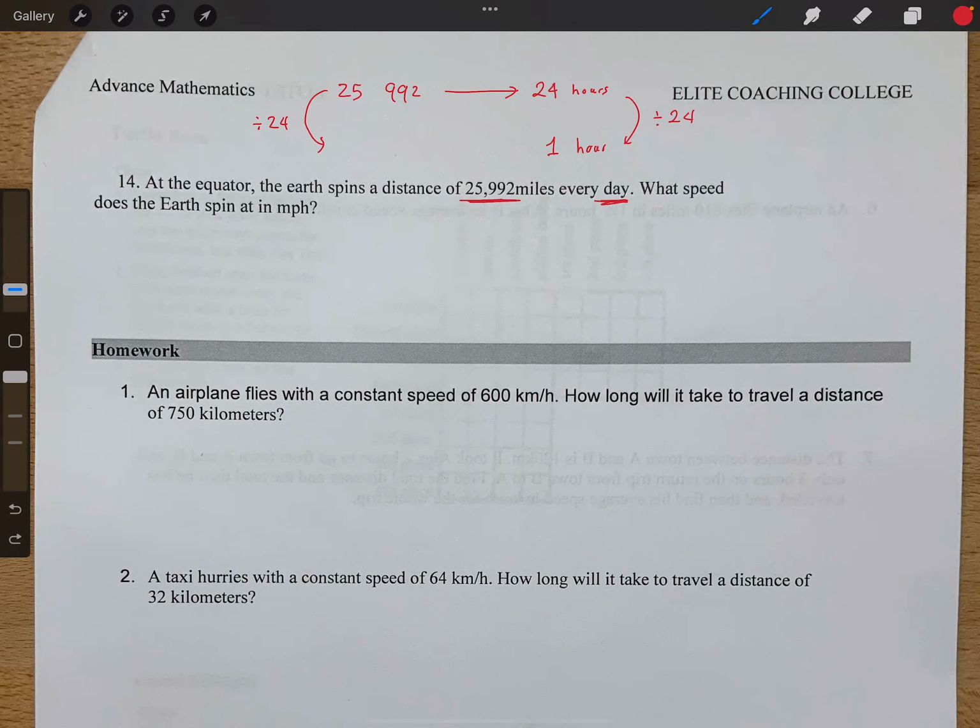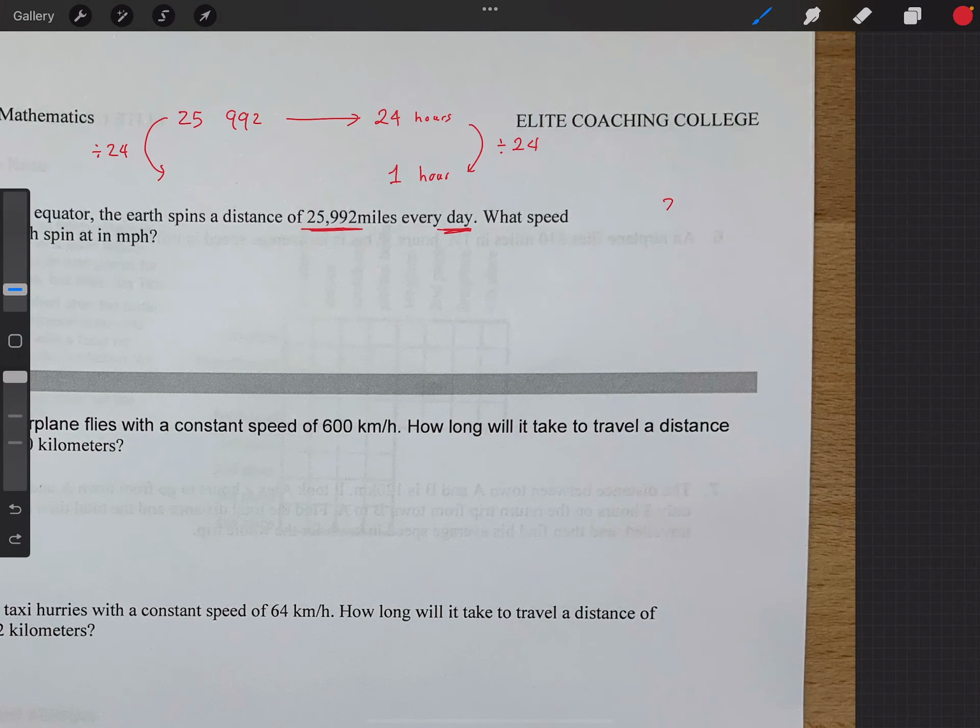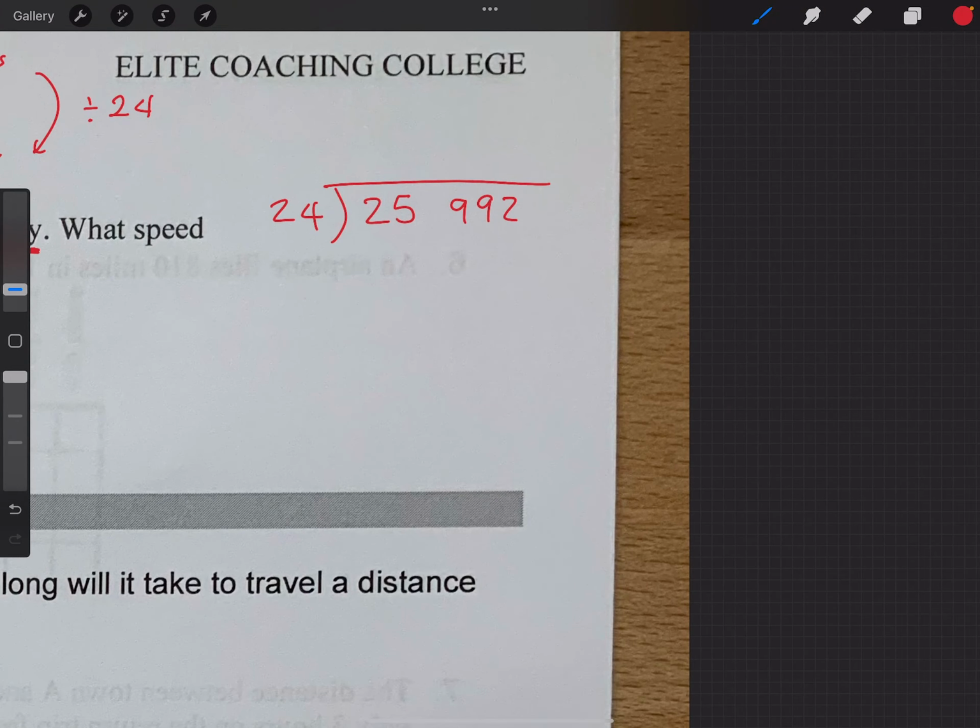I might do it over here for more space. 25,992 divided by 24. This question is only tricky because we're doing long division with bigger numbers. So let's just quickly do this. 25 divided by 24 is 1. 1 times 24 is 24. Take away, you get remainder 1. Now we bring down the next number, 9. So that will be 19 divided by 24. Since 19 can't be divided by 24, we put 0. 0 times 24 is just 0. And we minus, we get the remainder of 19. Now we bring the next number down, 9.